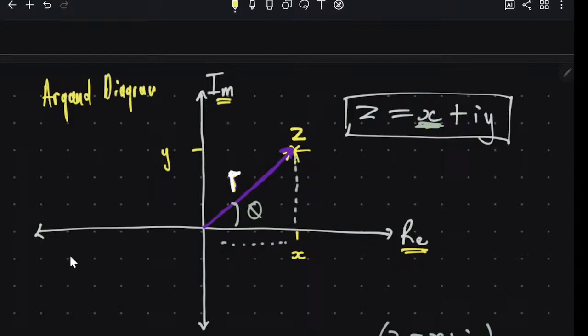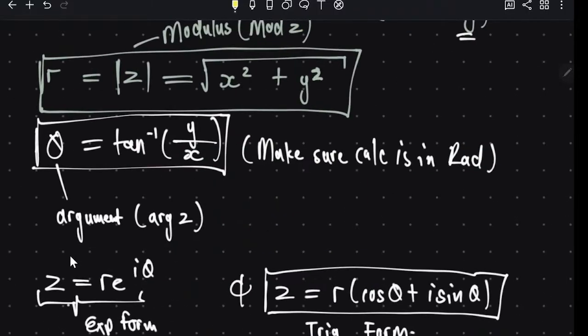These are important formulas. You have to know how to find the modulus, and you have to know how to find the argument. Very important formulas that you must make sure you know. So now you know how to represent complex numbers on a graph. We are done with graphs.